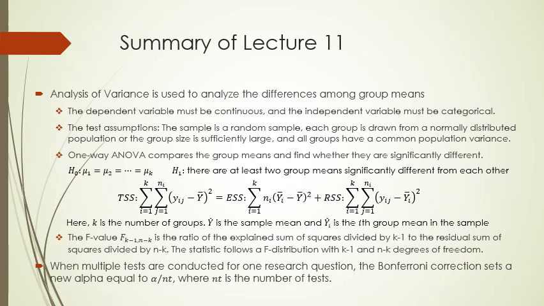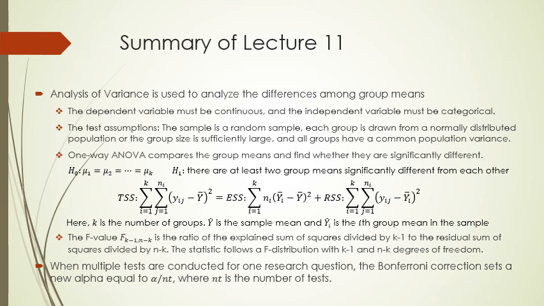The valid ANOVA test is based on the following assumptions. The sample is a random sample. Each group is drawn from a normally distributed population, or the group size is sufficiently large, and all groups have a common population variance. One-way ANOVA compares the group means and finds whether they are significantly different from each other.